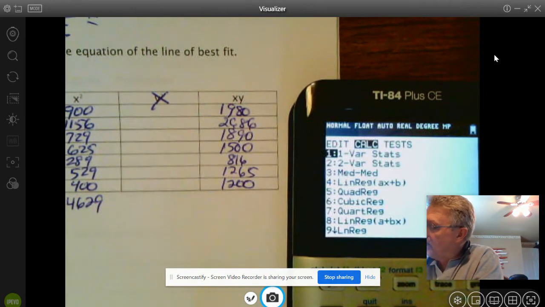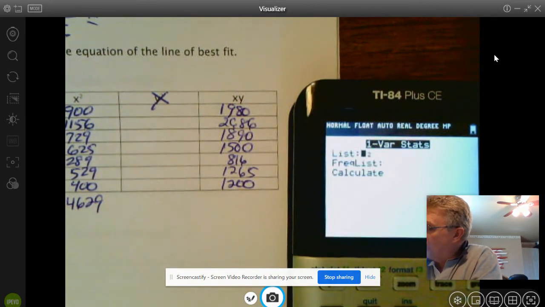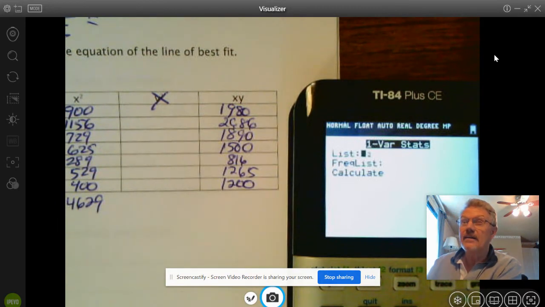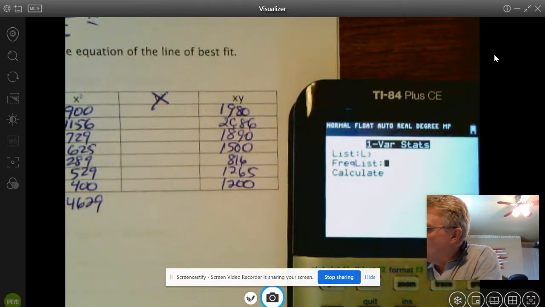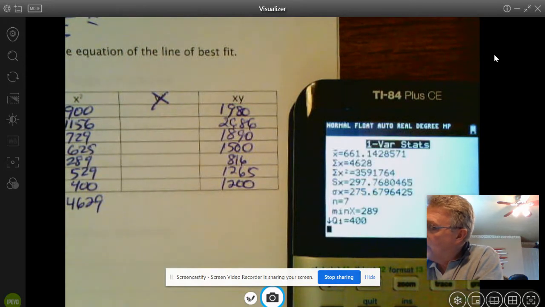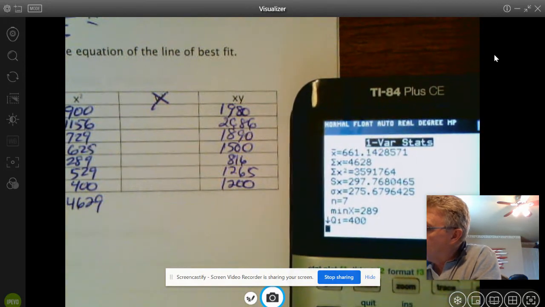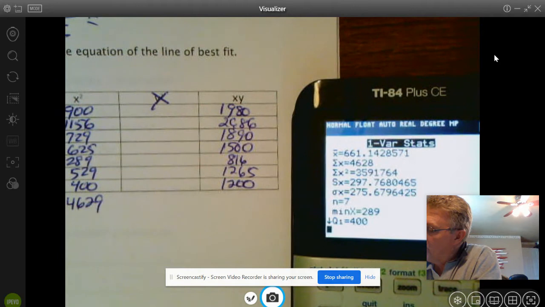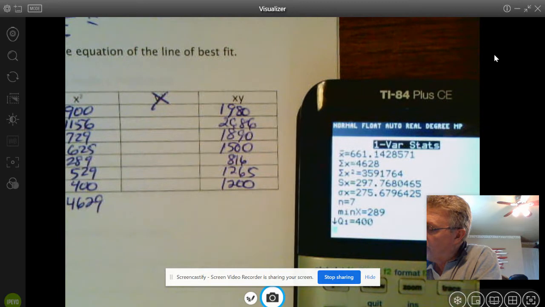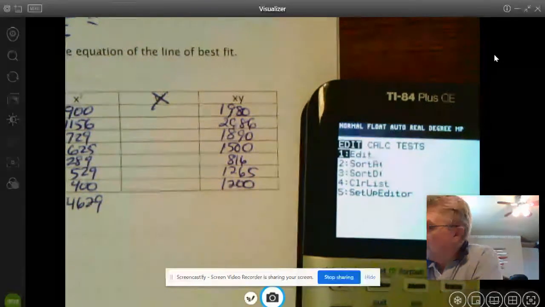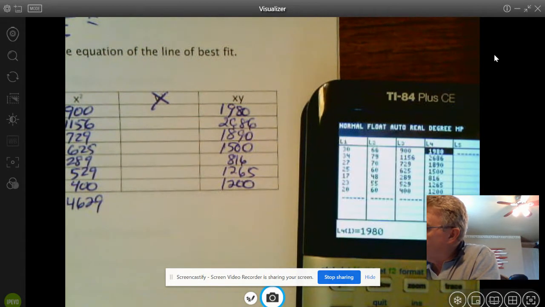So stat, calc, one variable stats. I think I did that on list 3. I hope so. And the sum of x's, that 4628 does not look right. Let me go back, stat edit. Oh, that's in list 4.